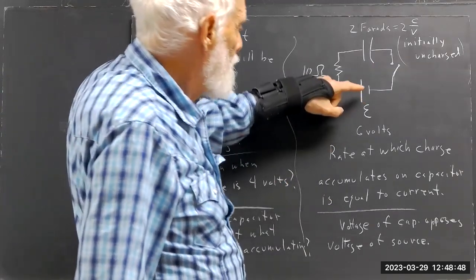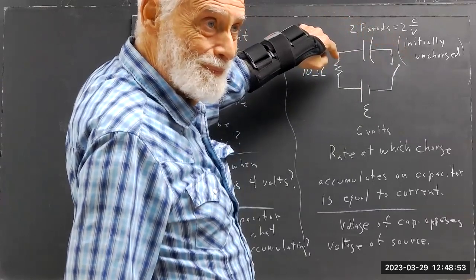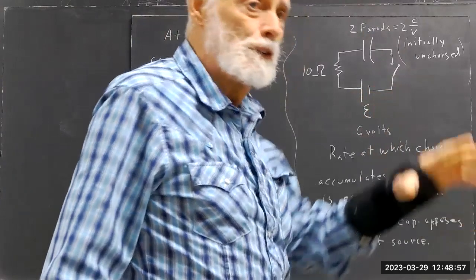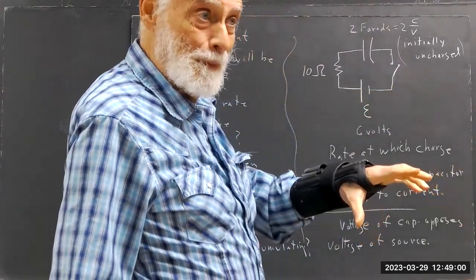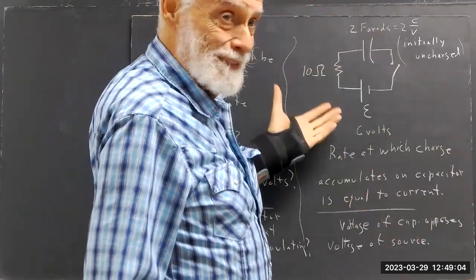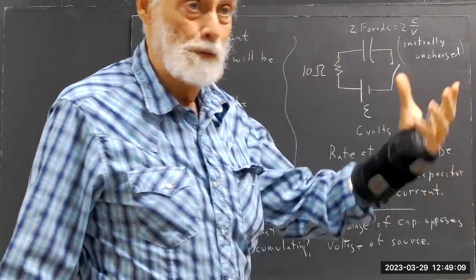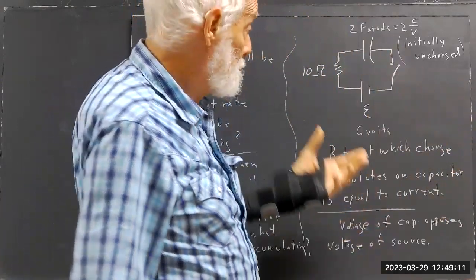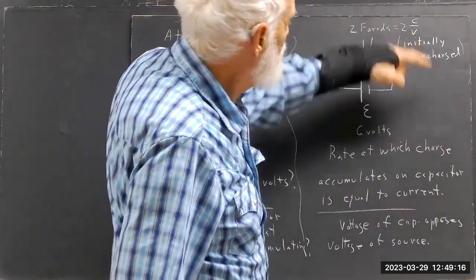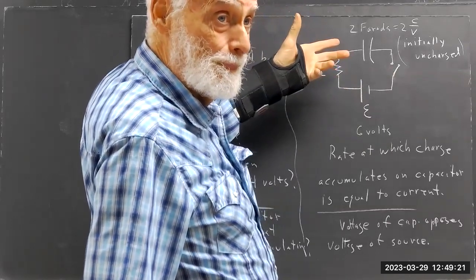You've got this source pushing with a potential of 6 volts. I almost want to talk about a force, and it is a force: the potential creates an electric field in the wire, which represents a force on electrons. But 6 volts pushing this way, 2 volts pushing this way. What do you got here? 4 volts.